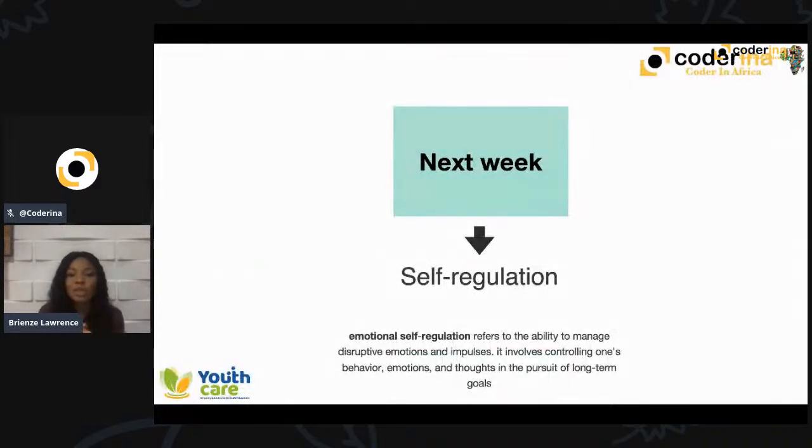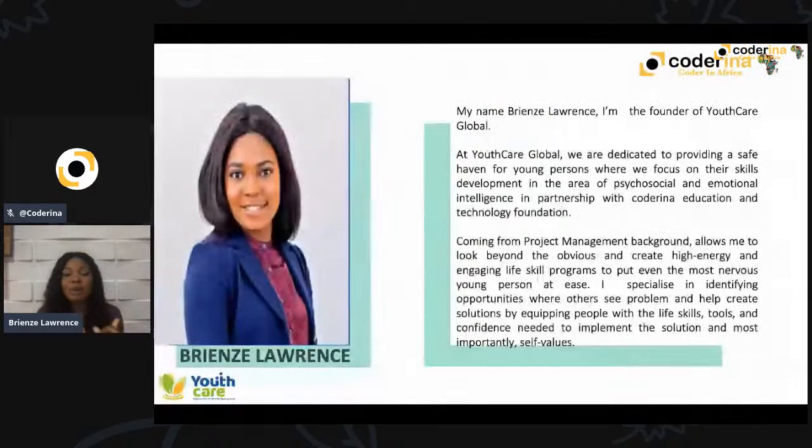And for next week, we would be doing self-regulation, emotional self-regulation. It refers to the ability to manage disruptive emotions and impulses. It involves controlling one's behavior, emotions, and thoughts in long-term growth.